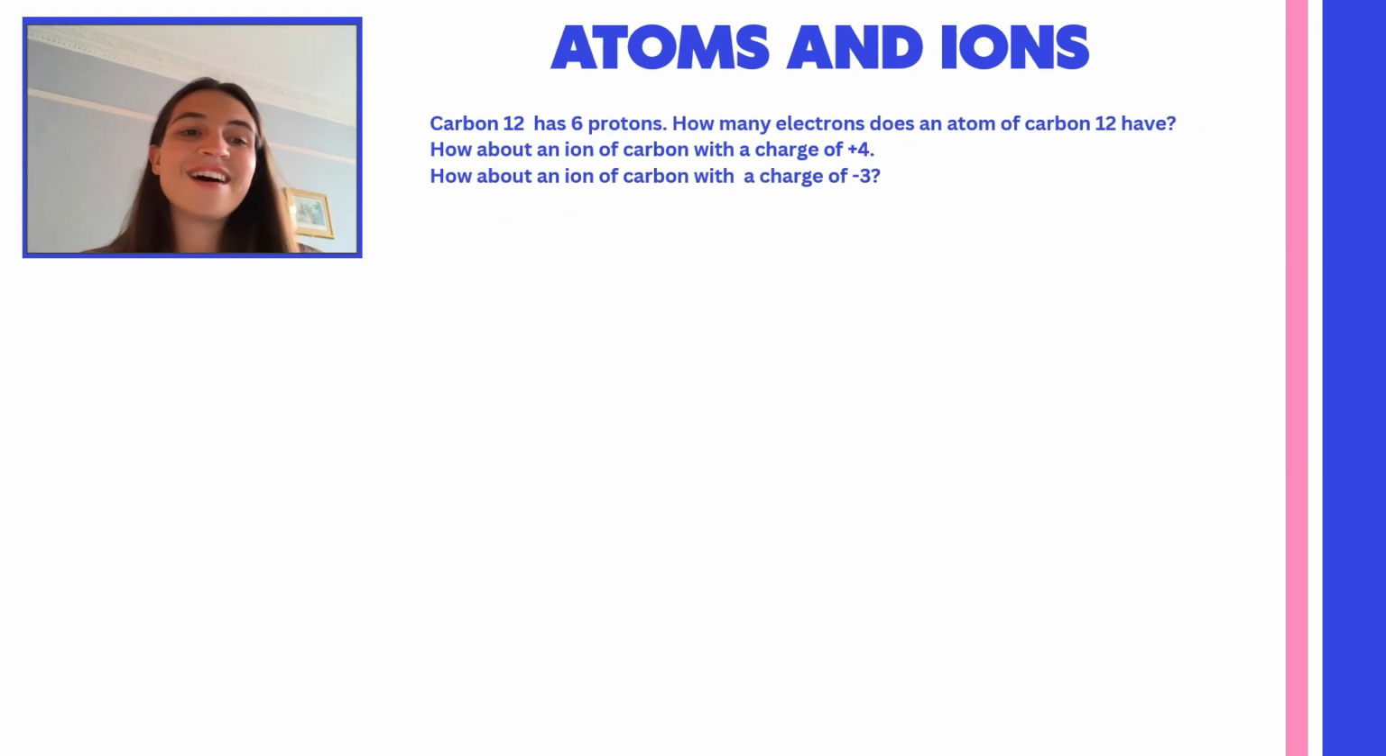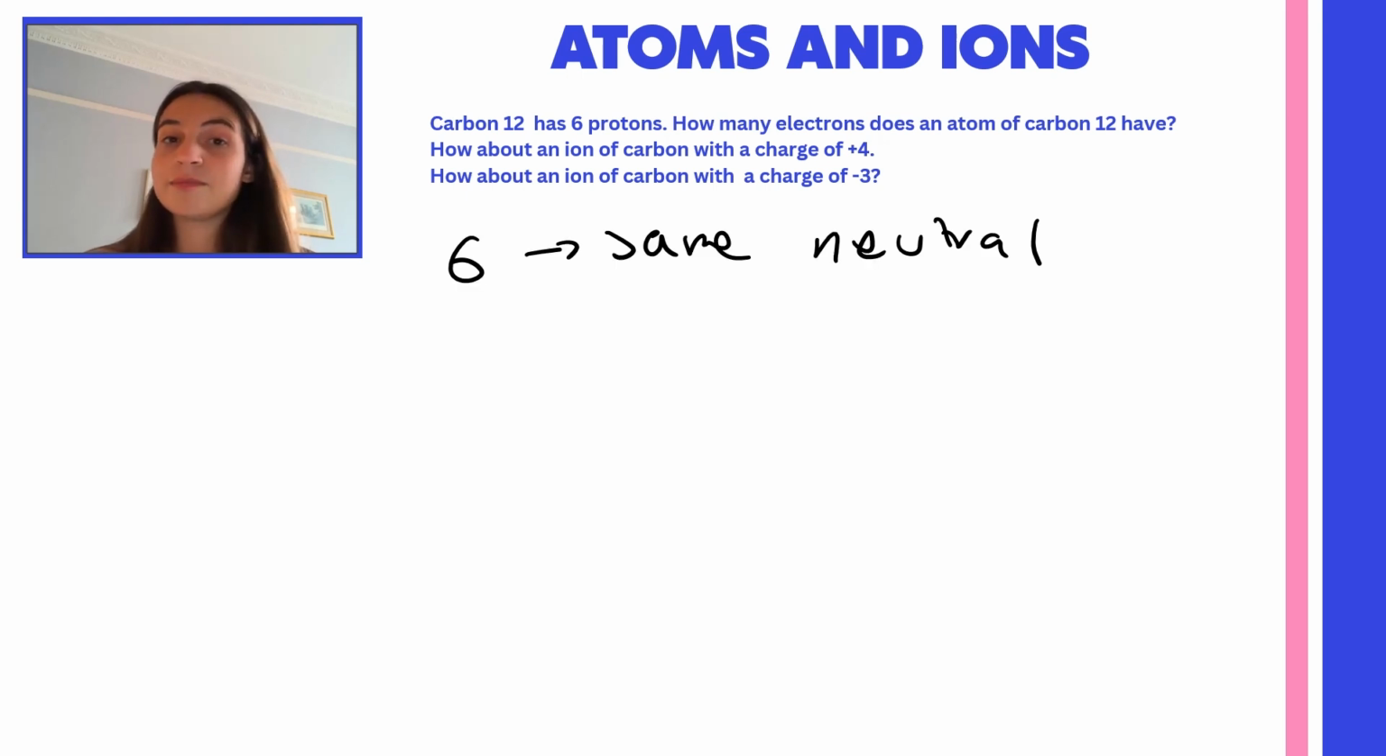Okay, atoms and ions. Carbon-12 has 6 protons. How many electrons does a carbon atom have? Well, the same, because atoms are neutrally charged, so that should be 6 electrons.